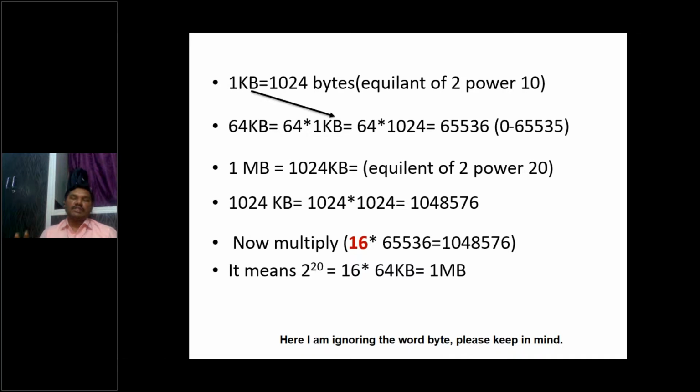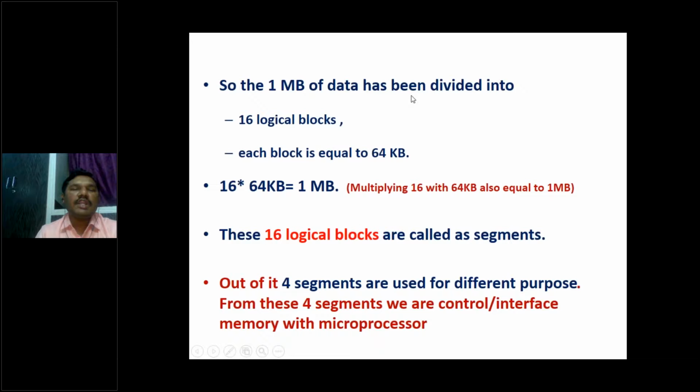So 2 power 20 is equal to 1 MB. 16 into 64 KB can also be called 1 MB. So the total 1 MB of data has been divided into 16 logical blocks. Each block is equal to 64 KB. So 16 into 64 KB is equal to 1 MB. These 16 logical blocks are called segments. Out of these, 4 segments are used for different purposes. Right, only 4 of these 16 logical blocks are called the 4 segments in 8086.